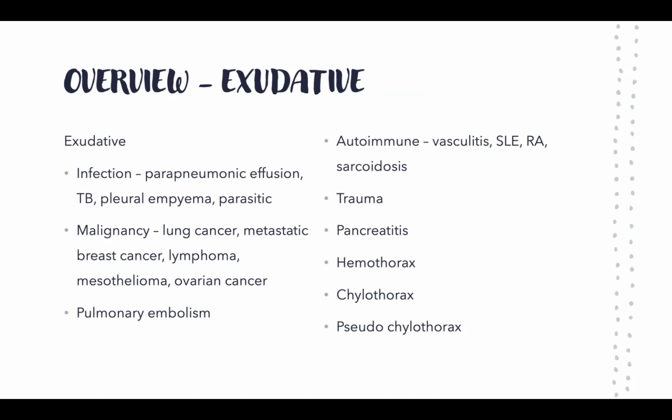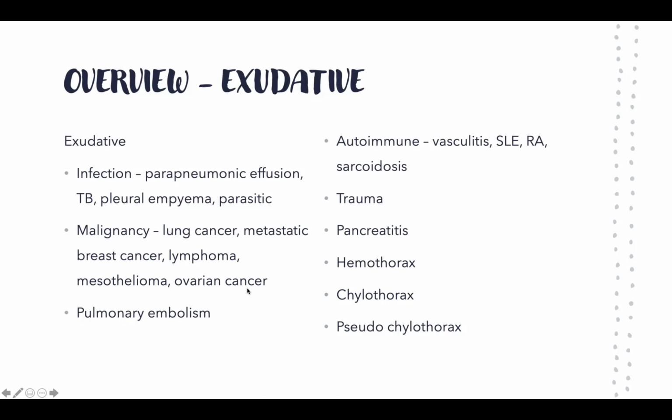Exudative, so this is when we're thinking about infections, malignancies, and inflammation. So we can have infection: effusions associated with pneumonias, TB, and empyema when it becomes infected after a pneumonia, or parasitic infections. We could have malignancies. These can be primary or secondary. So it can be a primary lung cancer, or it could be secondary, metastatic spread from breast cancer, lymphomas, and mesotheliomas, so malignancy of the pleural lining.